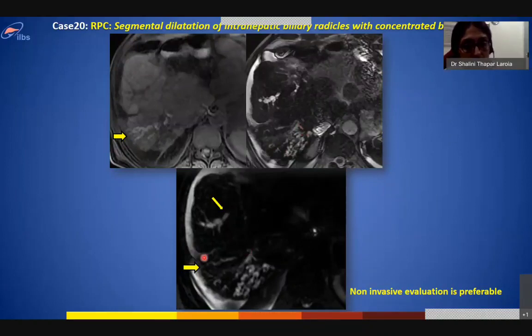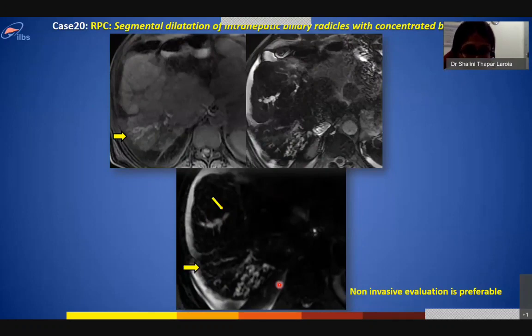This is the MRCP sequence which shows fluid around it, and these are some dilated ducts. There is severe involvement of the right posterior sectoral ducts, whereas the right anterior ducts, some of them are involved. Because of this, the entire liver has undergone atrophy and damage and has become a chronically diseased liver.